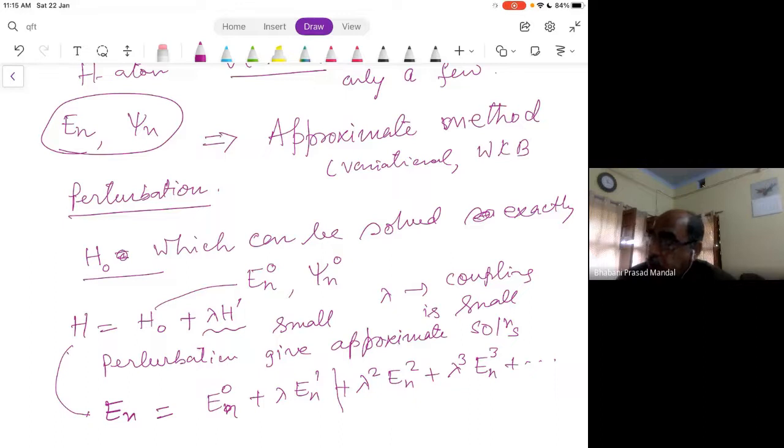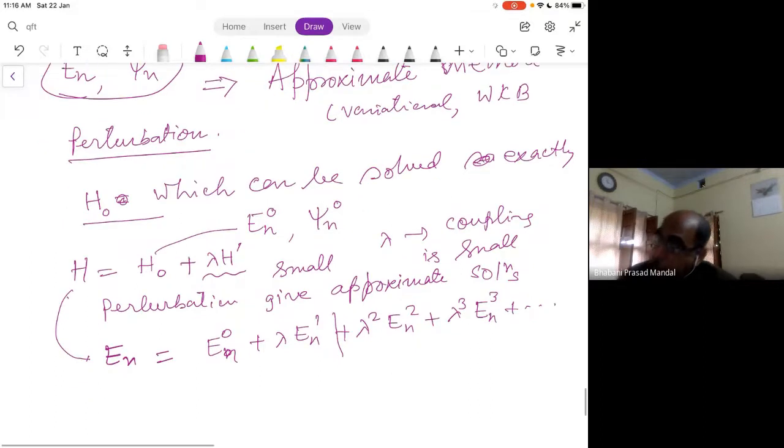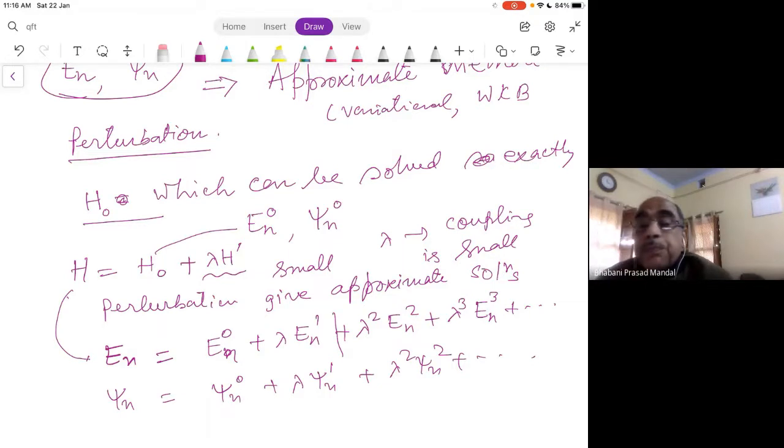This is called first order correction. You'll get a good result, and the wave function also can be written in a series of lambda. If I can write this, then this is called the perturbation method. We're going to show you how to calculate these quantities using perturbation method. So the idea is clear.